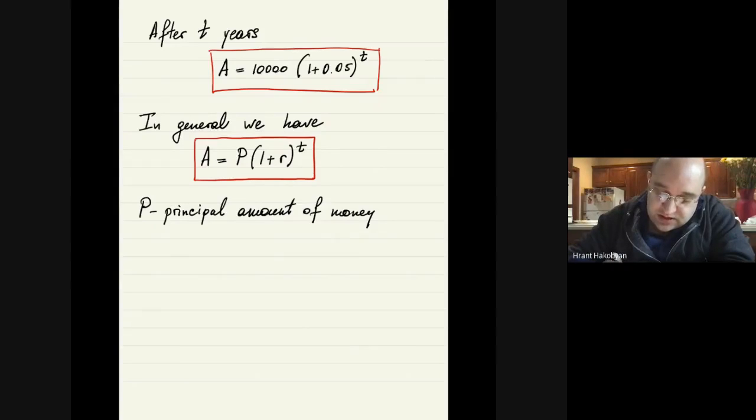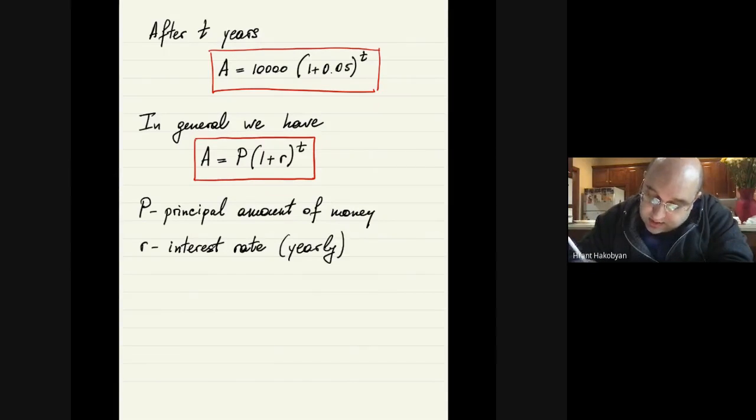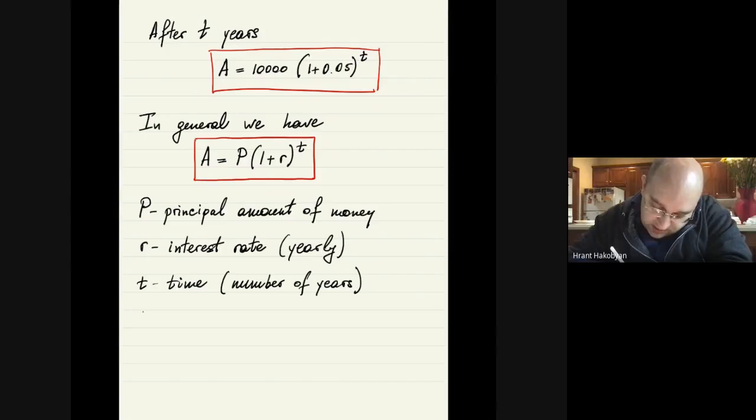Okay. So in this formula, we have P is the initial amount, R is the rate, so that's the yearly interest rate, right? So this is the yearly interest rate, and T is the time, or the number of years, and A is what you get in your account, so the amount after time t.